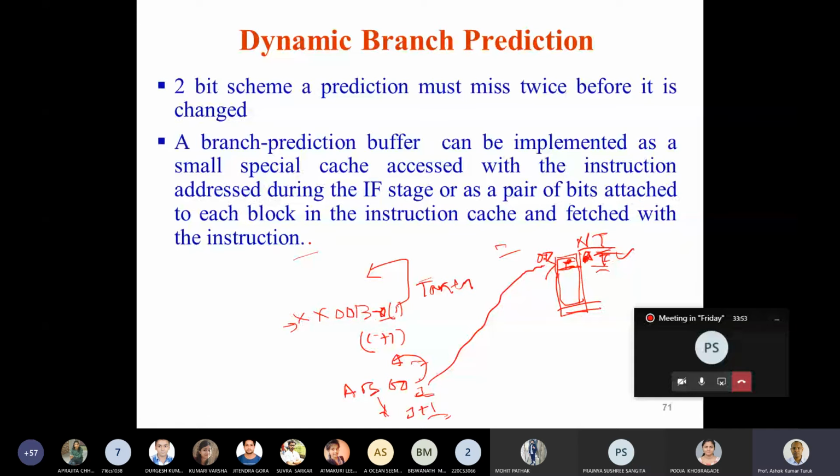It all depends upon how you are doing it. We can have a buffer, and in the buffer, during the instruction fetch stage you access the buffer also, and you get the information stored by indexing the lower order address into the buffer. So you have fetched the information from the buffer.